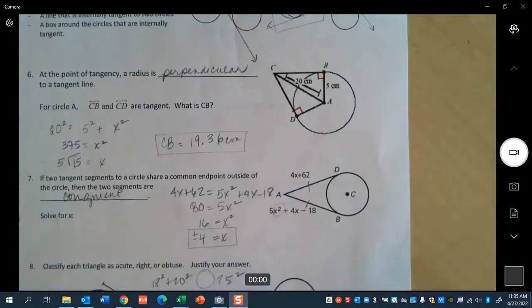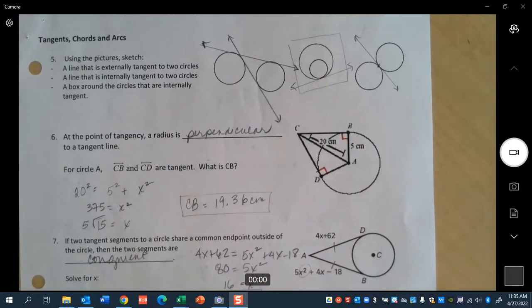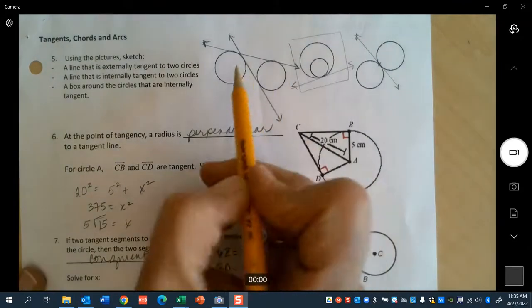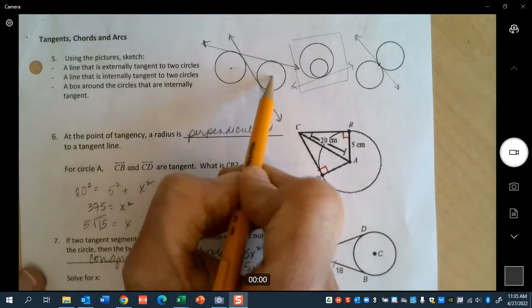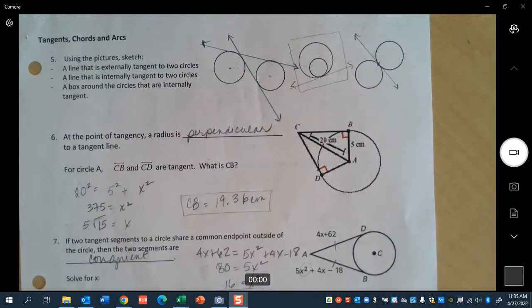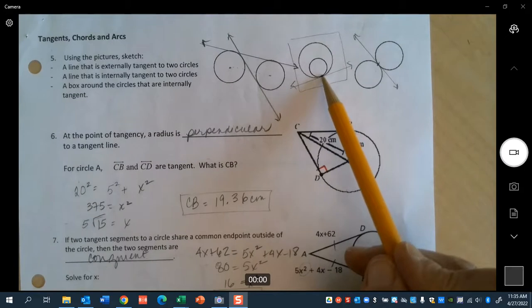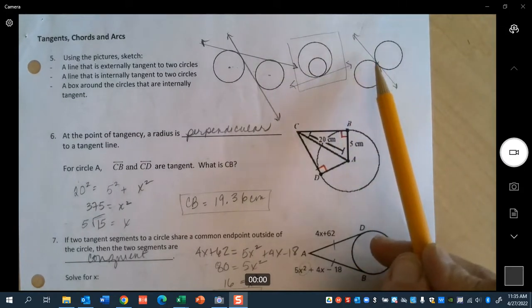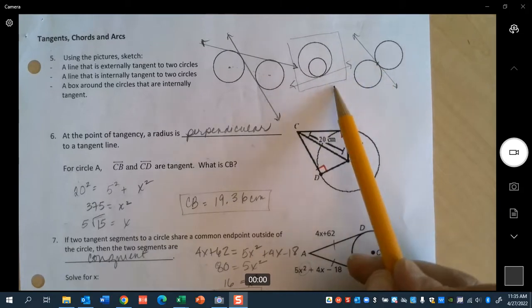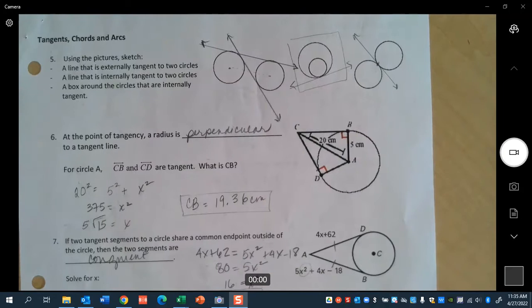Next part, I played with the tangents. Here's my internal tangents, and I know that they're internal because the line crosses an imaginary line between the 2 centers of the circles. These circles are internally tangent. These circles are externally tangent with an internal tangent line. A box around my internally tangent circles.